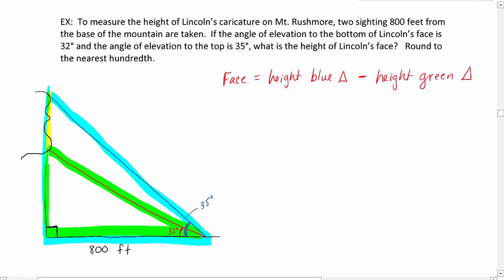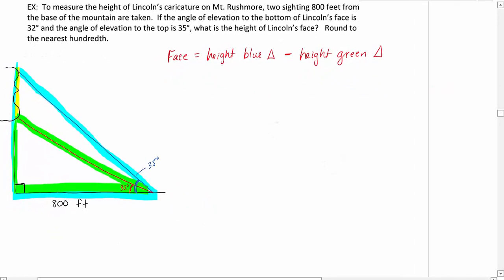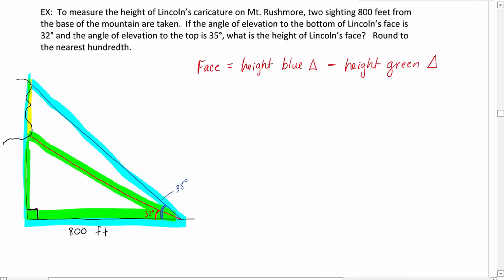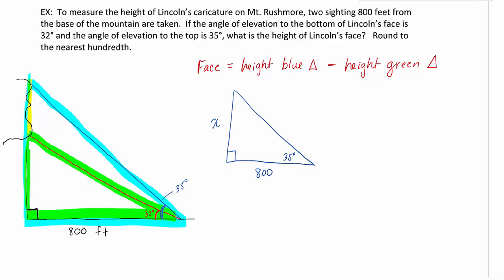All right, I'm going to do a couple breakout triangles here. So let's start with the blue triangle. We know that we have an angle measure of 35 on the bottom, a length of 800 feet, and we're trying to find that height. I'll call it x. From our angle of 35 degrees, we have the opposite and the adjacent side. So again, we're going to be using tangent. Now, you don't always use tangent, but you use it a lot. I think more so than the other two combined.